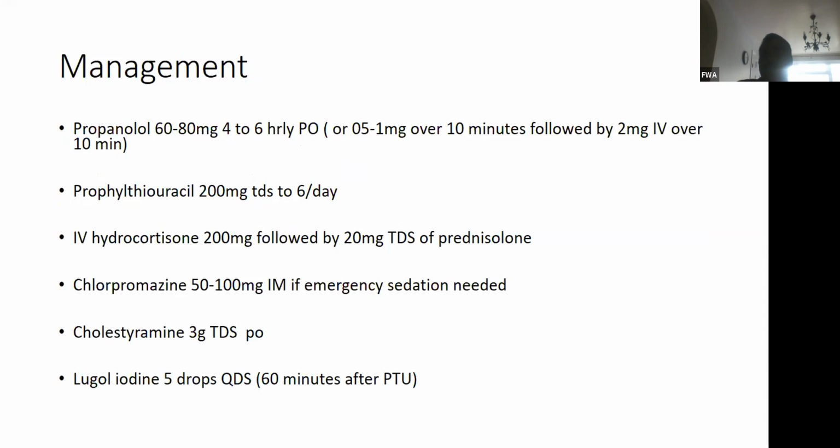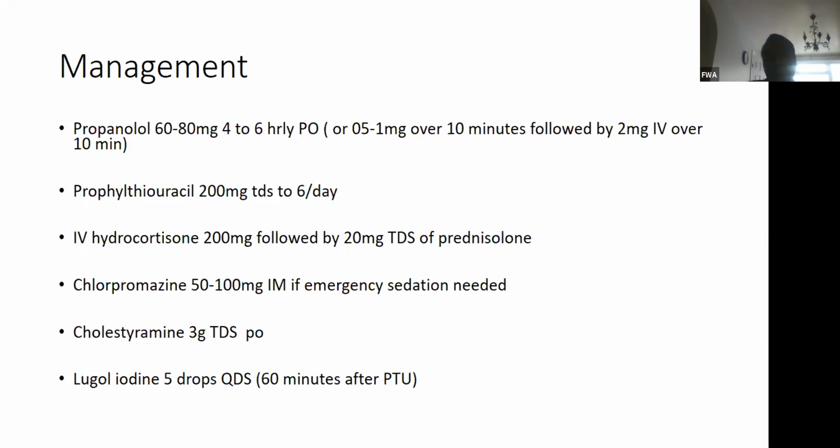Propylthiouracil, oral or NG tube. If the patient is unable to take medications orally, then propylthiouracil is given, and that's the first line in the United Kingdom. In America, and I think in Japan, methimazole is more commonly used. In these patients, I will give IV hydrocortisone, the reason being that it stops the conversion of T4 into T3.